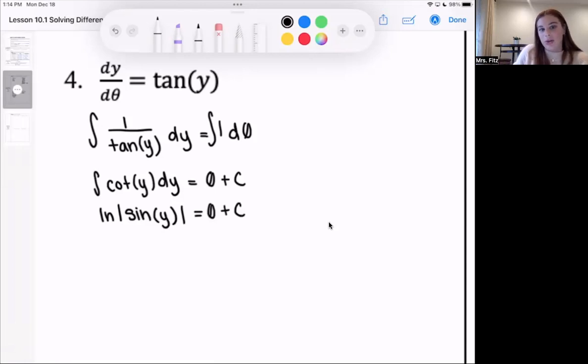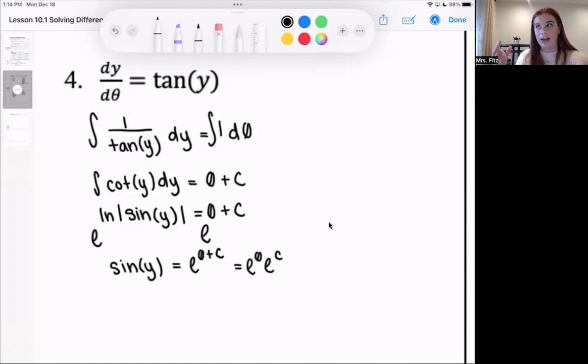Okay, next what we need to do is solve for y. So what we're going to have to do is make each of these the power of e, right? And so we end up with sine of y is equal to e to the theta plus c. Now we talked about this, how you could actually write this as e to the theta times e to the c, and e to the c is just another constant. Now, it's a good idea to get in the habit of numbering your new constants with subscripts. So you could actually rewrite this as sine of y equals e to the c would be my c1 because it's a new constant, right? Times e to the theta.